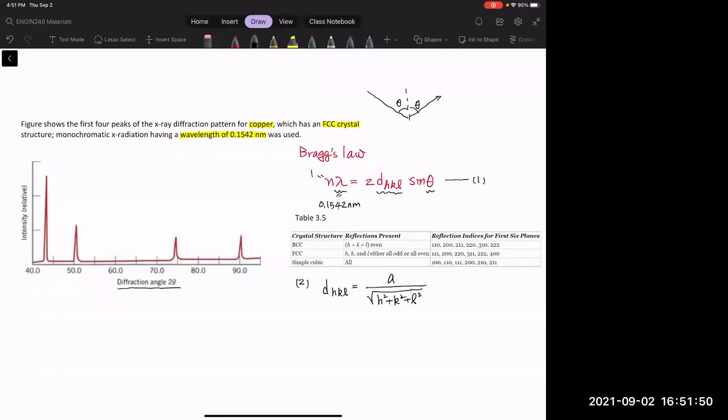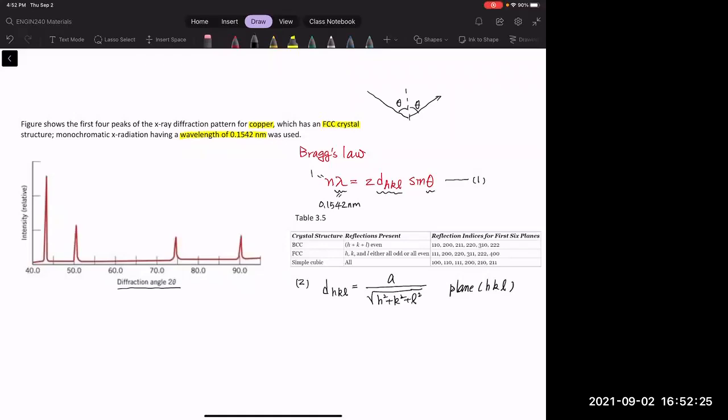So the a is the lattice distance, the unit cell distance. The hkl are the number of the plane. So if you have a plane that say 2 2 0, then your h is equal to 2, k equal to 2, and l equal to 0.